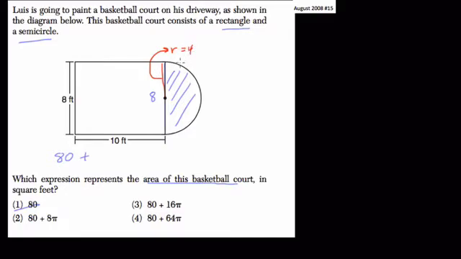So that means that a full circle will be pi r squared, or 16 pi, but this is a semicircle, so it's cut in half. So here that means we have 80 plus not 16 pi's, but 8 pi's. And that gives us choice number 2. So that would be an expression for the area.